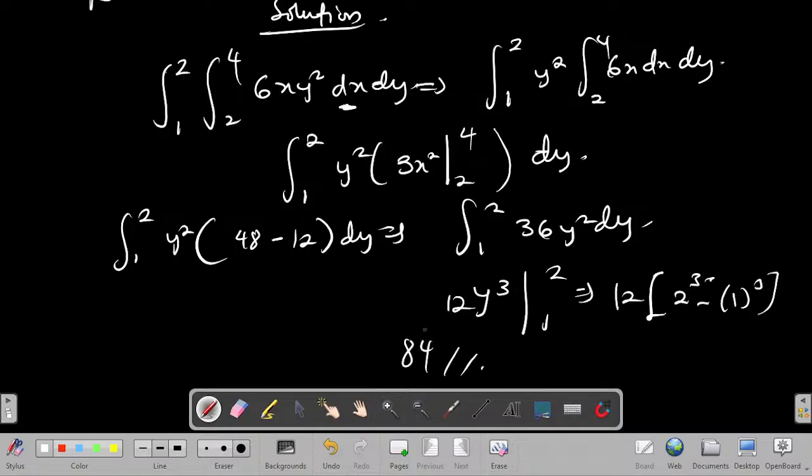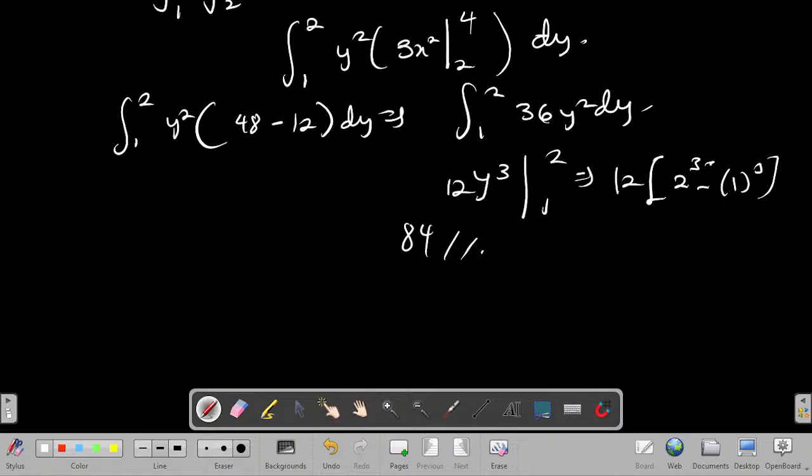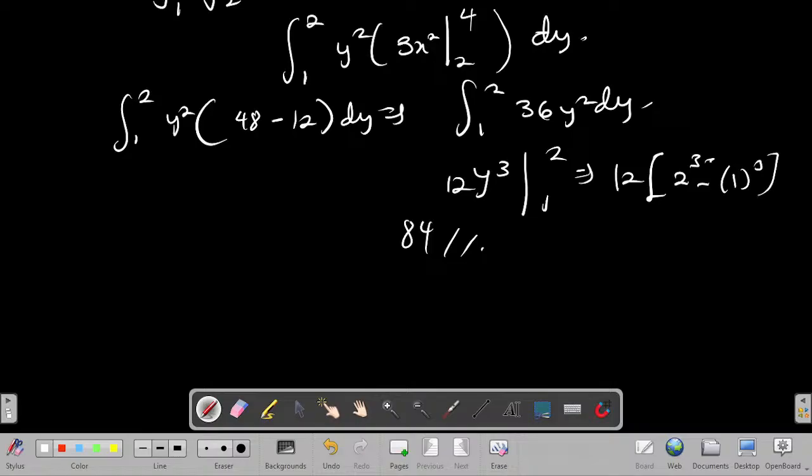So this is the simplest problem you can ever get over a rectangular region. It's actually the simplest, as I said, very, very simple. It's actually the simplest that you can ever get. Let's solve the second problem.